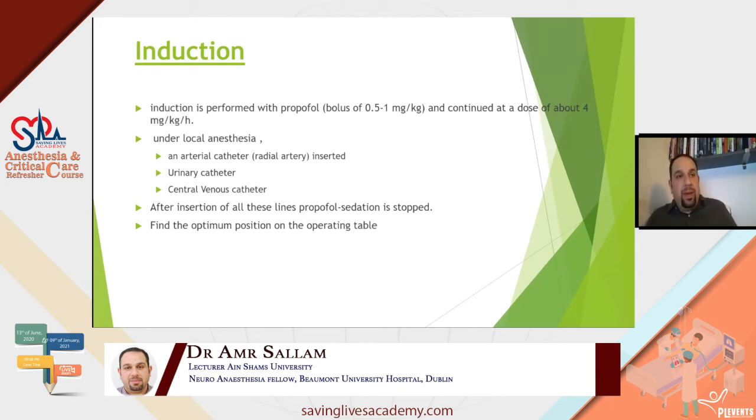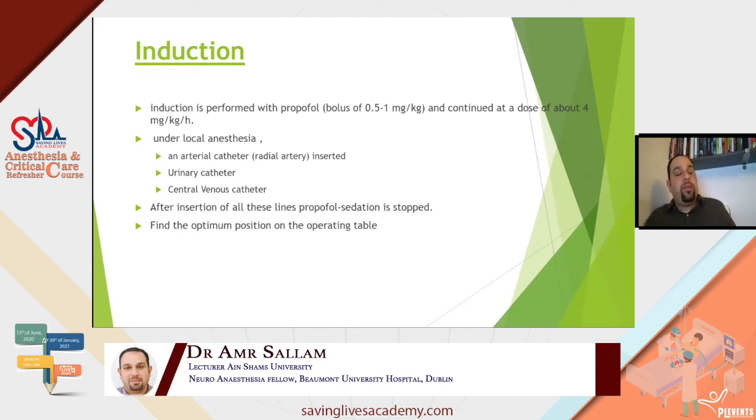And under local anesthesia, we'll try to put the arterial catheter, the central venous line if you need one, and the urinary catheter if you need it. And I consider this moment is very important to test how the patient will deal with the sleep state he's gone through, how he deals with the painful stimuli, and how this sedation level is keeping him. That's one of the most important things as well.